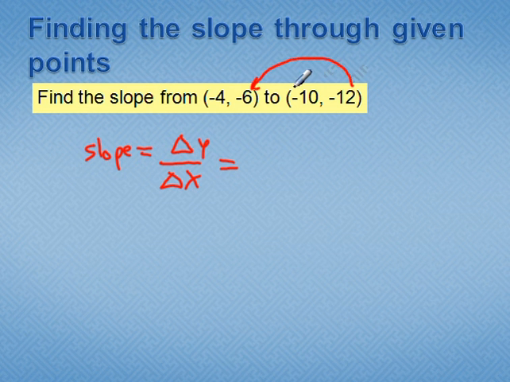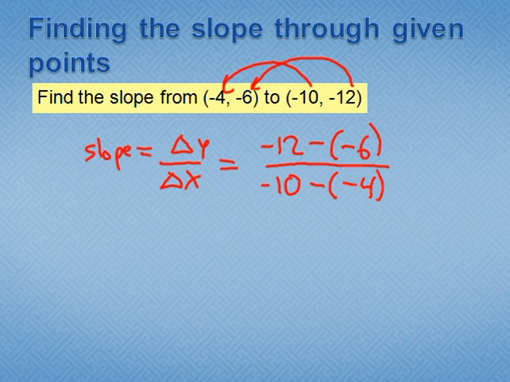So for the change in y, we have a y coordinate of negative 12, but then we have to subtract negative 6. So use parentheses, subtract a value of negative 6 from that, and parentheses are the key here. Then for the x coordinates, we're doing negative 10 minus parentheses negative 4. So make sure you're using parentheses.